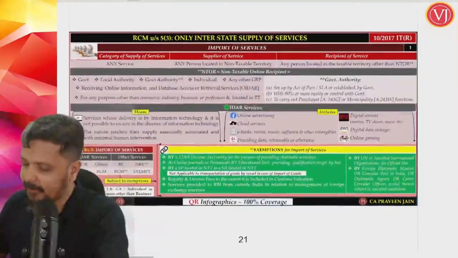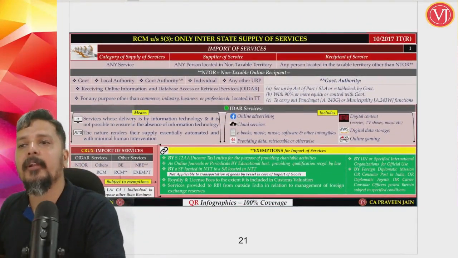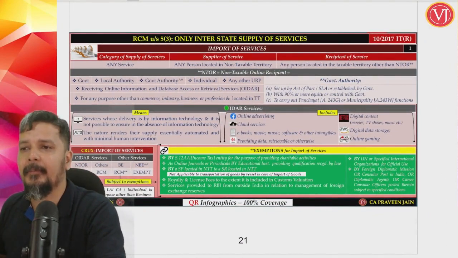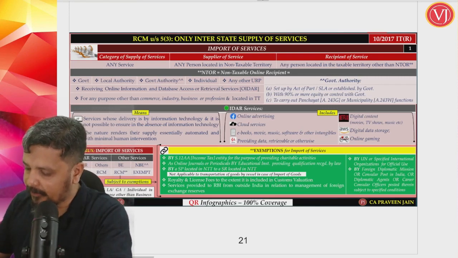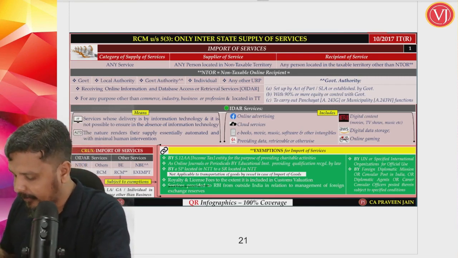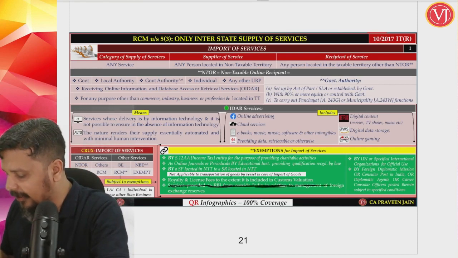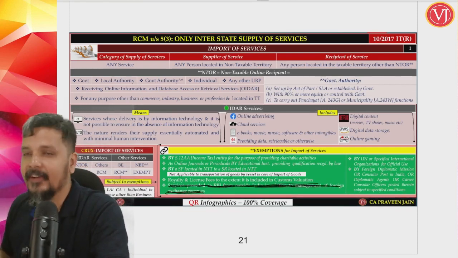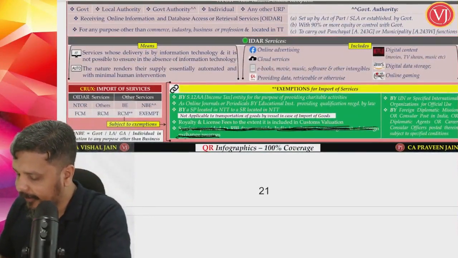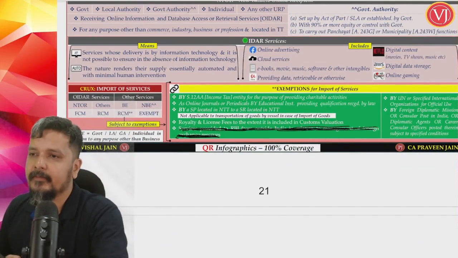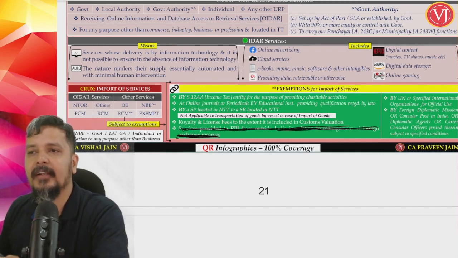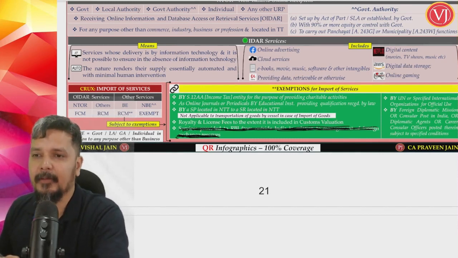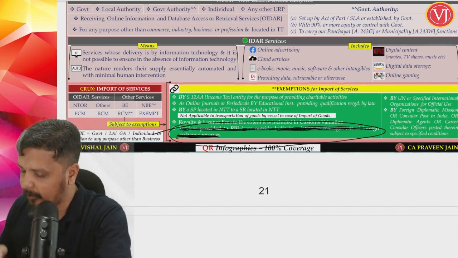The last and the final part being your importation of services. In importation of services, you need to correct this point. Services provided by RBI from outside India in relation to management of foreign exchange reserves were exempted earlier. Now that particular exemption is not there. It is taxable. So remove this particular point.